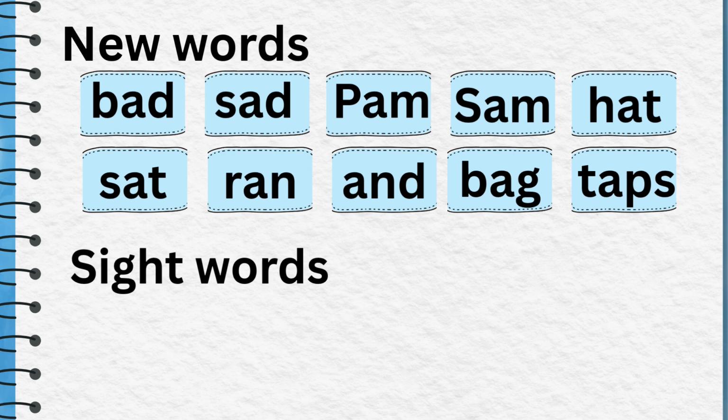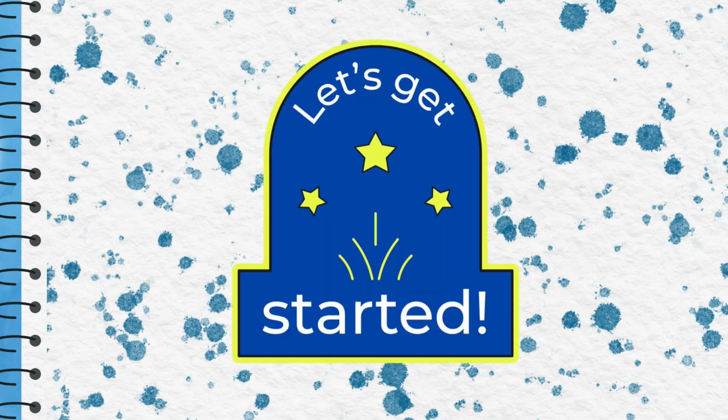Some words don't follow the rules, but you see them often. You just have to remember them. These words are "a" and "has". Let's get started.